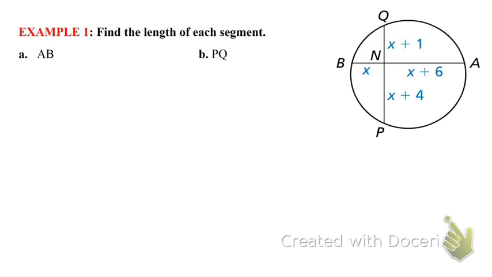Okay, so we have segment BA is split into two parts, x and the quantity x plus 6. So we need to multiply those two parts of the segment together, x times the quantity x plus 6. Make sure you're writing parentheses around x plus 6. And that's going to be equal to the product of QP's segments, x plus 1 and x plus 4.